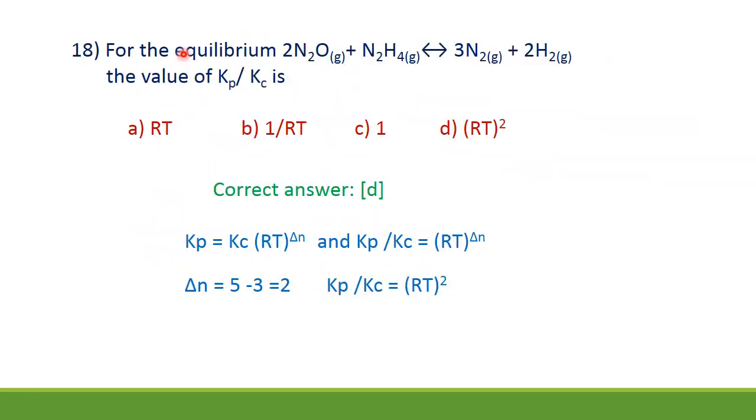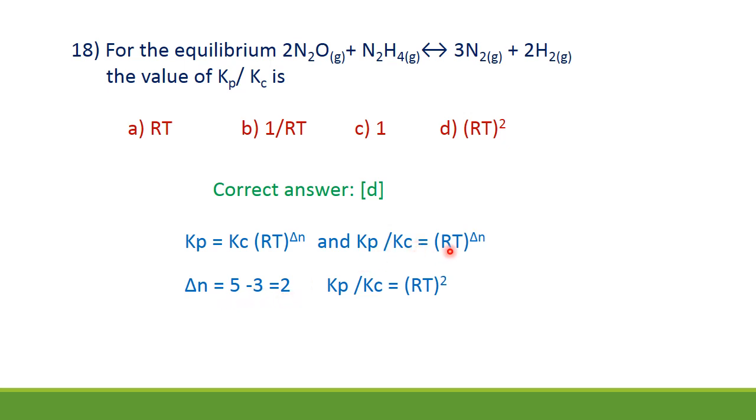Question number 18. For the equilibrium 2NH3 gas plus N2H4 gas gives 3N2 gas plus 2H2 gas, the value of Kp and Kc. The Kp and Kc relation is Kp equals Kc RT power delta n. இப்போ இந்த ஈக்குவேஷனுக்கு delta n கண்டுபிடிக்கணும். அப்போ delta n என்ன? இங்க ப்ராடக்ட்ல எத்தனை மோல்ஸ் இருக்கு? 3 plus 2, 5. இங்க ரியாக்டன்ட்ல எத்தனை இருக்கு? 2 plus 1, 3. அப்போ 5 minus 3 will be equal to 2.